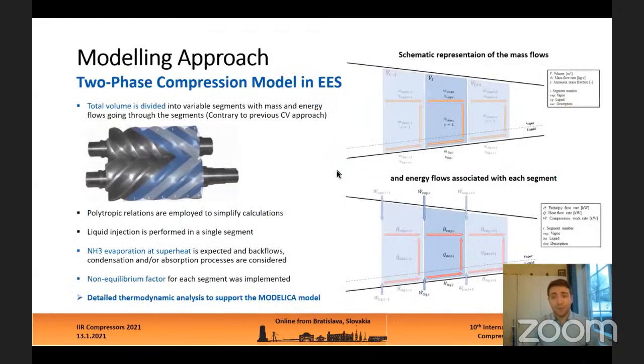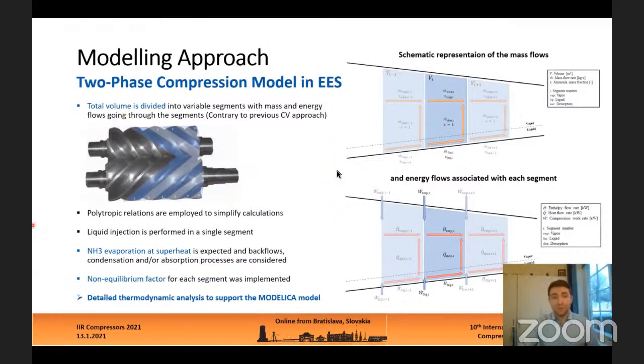In addition to the Modelica model, we developed a two-phase compression model using the Engineering Equation Solver to compensate for any inaccuracies due to this ammonia-water mixture and two-phase compression. And here, the total volume is divided into variable segments with mass and energy flows going through the segments. So the position is fixed, contrary to the moving control volumes I explained before.